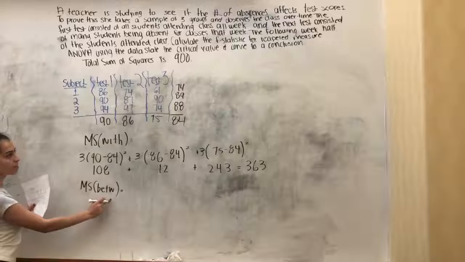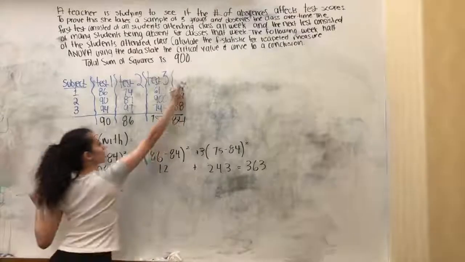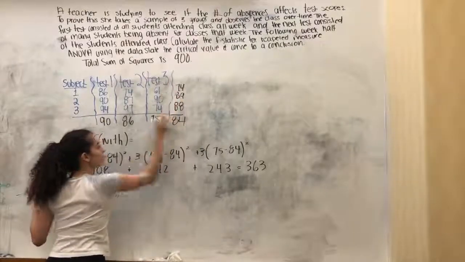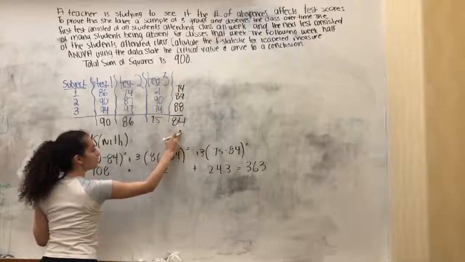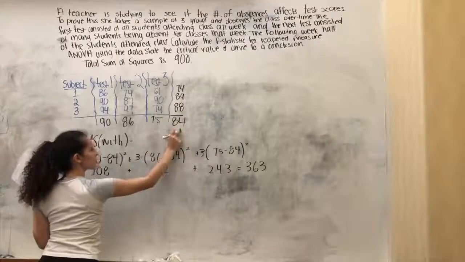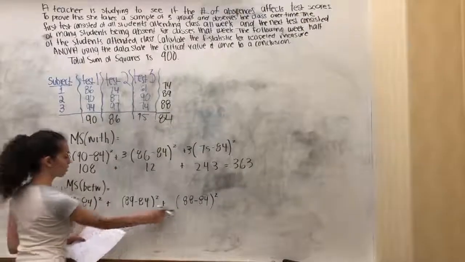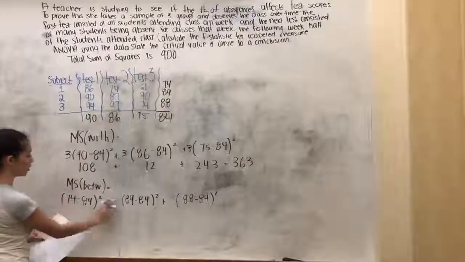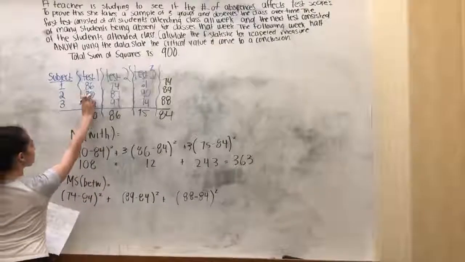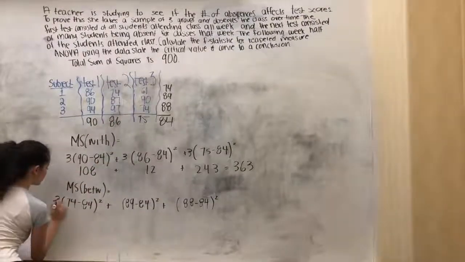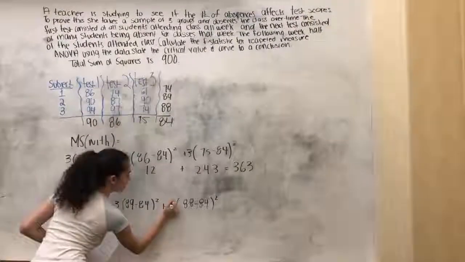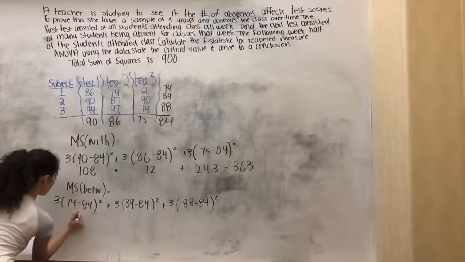So now we're going to find out MS between. MS between is used to calculate the total sum of squares. This is equal to the sum within and between mean square. And we're going to do the same thing, but instead we're going to focus on this column. So it's going to be 74 minus 84 squared, 89 minus 84 squared, 88 minus 84 squared. So now that we have the formulas, we're going to plug in the number 3 on each one because there are 3 rows.